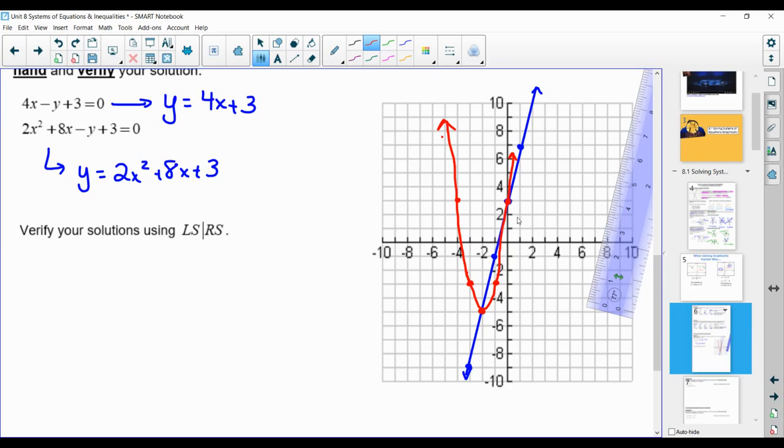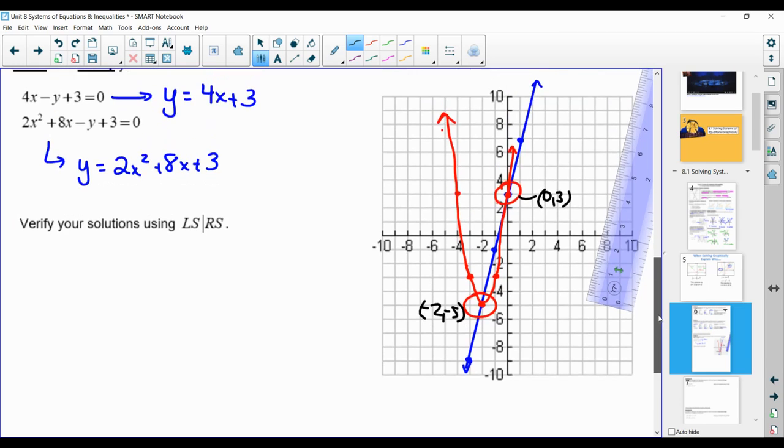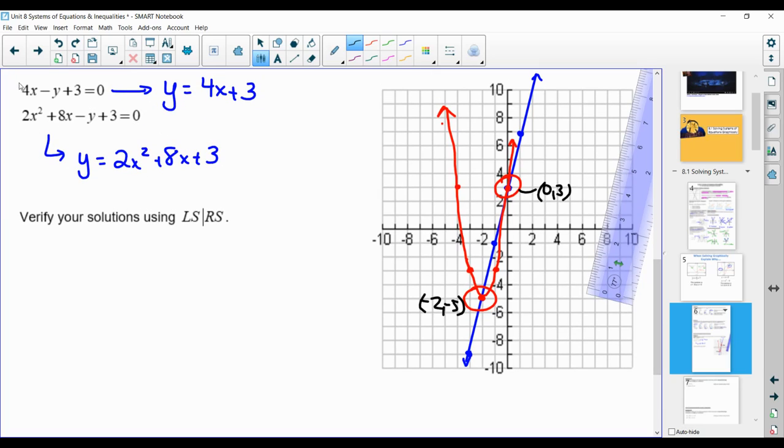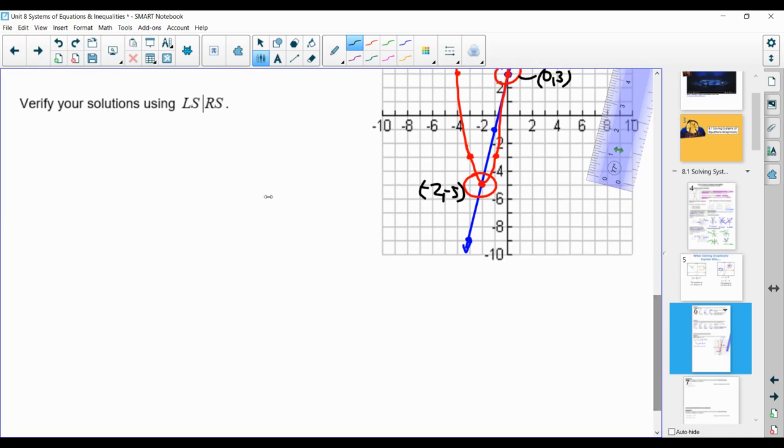Now, as we do that, we can actually see that our graph intersects right here at 0, 3, and right here at -2, -5. So those would be our answers, 0, 3, and -2, -5. Now, in order to make sure that those are our answers, we need to verify them. And when we're verifying, we need to verify both solutions with both equations. So there's going to be a little bit more left side, right side work here.